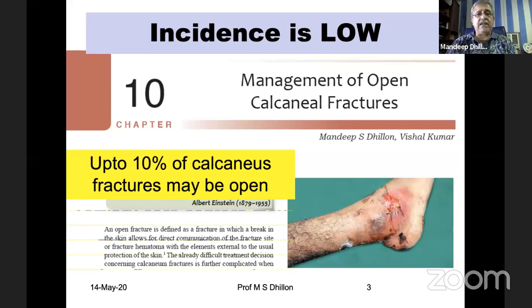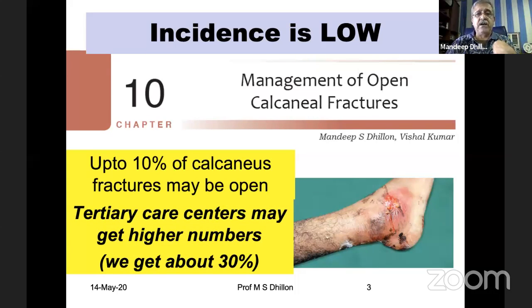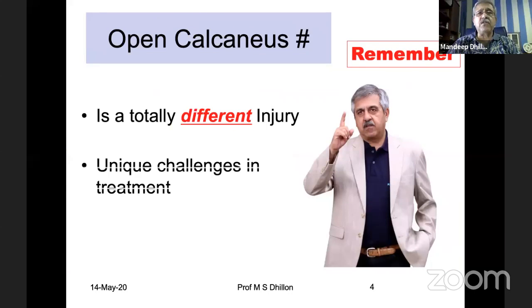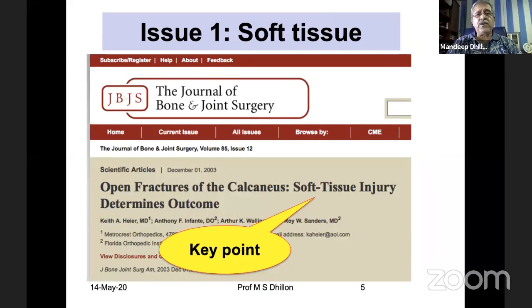But unfortunately, in the tertiary care center where Sharad and I work, we get about 30% of these cases having some degree of wound around the calcaneus. So remember one thing, an open fracture is a totally different injury. The challenges to treatment are unique. In this kind of scenario, it is the soft tissue injury which will determine the outcome, not the reconstruction of the calcaneus as a bone. That's the key point.